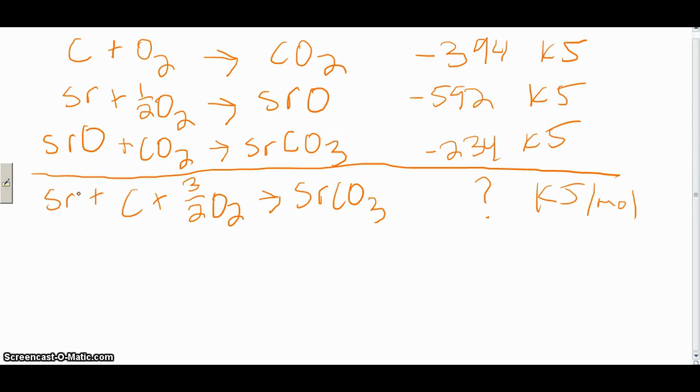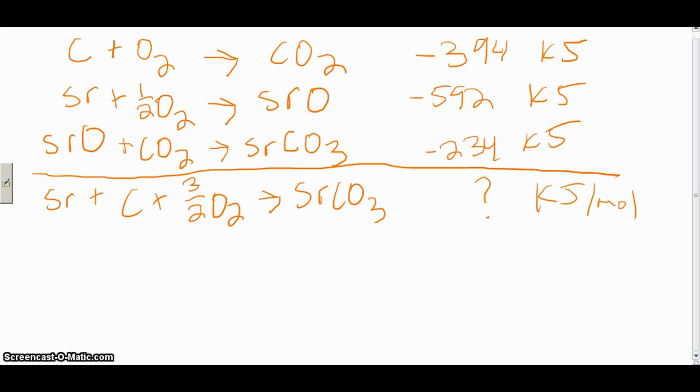Okay, so for our next reaction, we are going to find the overall enthalpy of a reaction using Hess's law. And Hess's law is when you are given a series of equations and you either have to multiply or reverse one or two of the reactions.